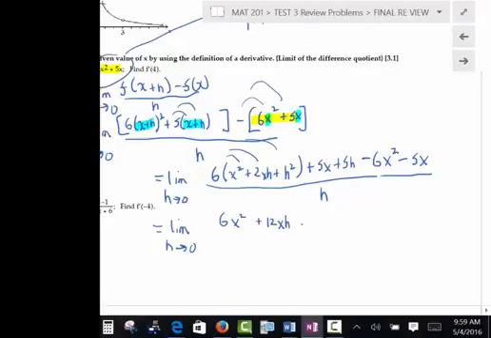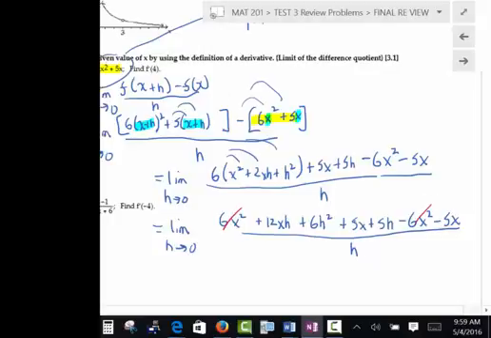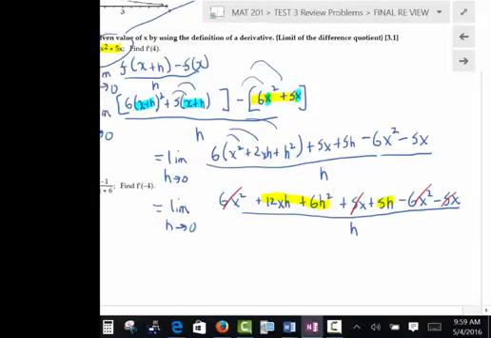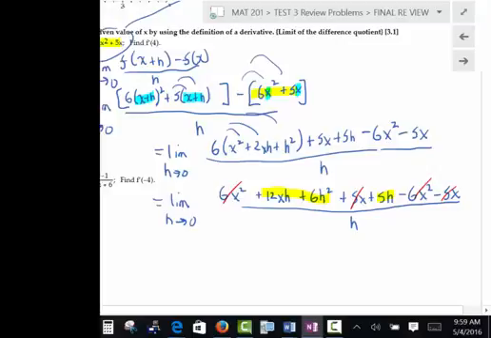So that's going to be 6x squared plus 12xh plus 6h squared plus 5x plus 5h minus 6x squared minus 5x, all over h. Now remember, on these problems a bunch of things cancel. Go ahead and cancel everything that cancels. The 6x squareds cancel, and the 5x's cancel. Everything that's left has an h in it. So what do you do to finish this problem? Factor the h out, cancel it, then you can evaluate your limit.